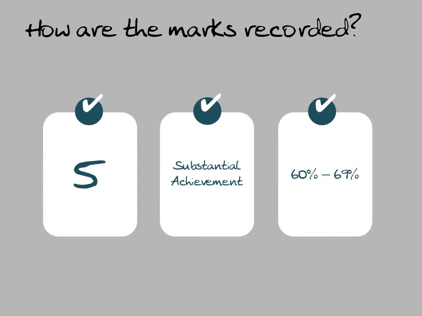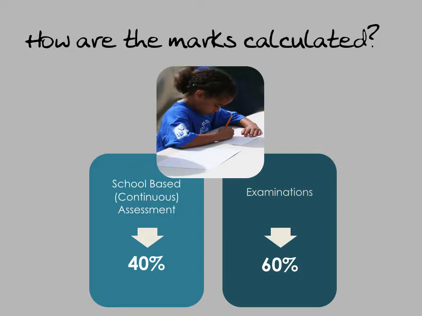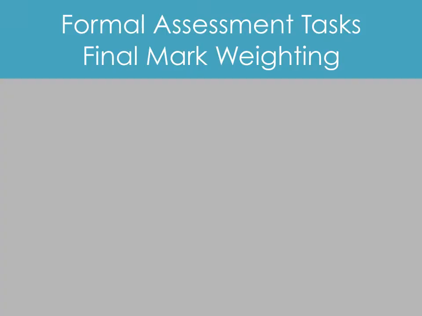Now the weighting of the marks comes from both school-based assessment or continuous assessment and examinations. And the balance between these, or the weighting between these, is 40% from continuous or school-based assessment and 60% from exams. Now this weighting only comes into play at the end of the year when you're calculating the learner's progression and promotion result.